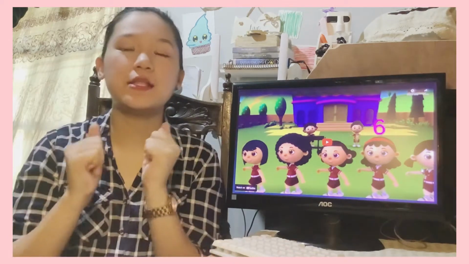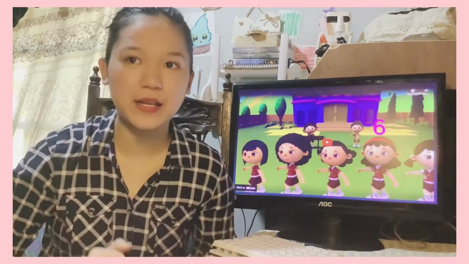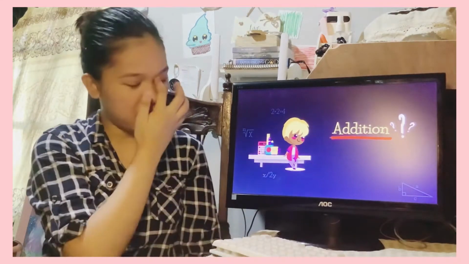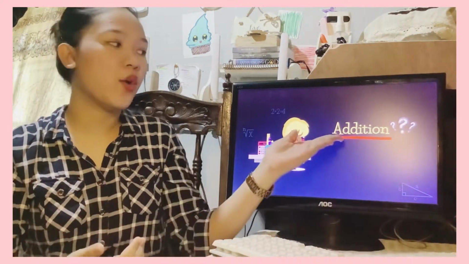Now let's talk about what is basic addition. As you can see on the board, there is a question mark asking, what is addition? Does anyone have a clue what addition is, kids? Oh yes, there is a sign like this.